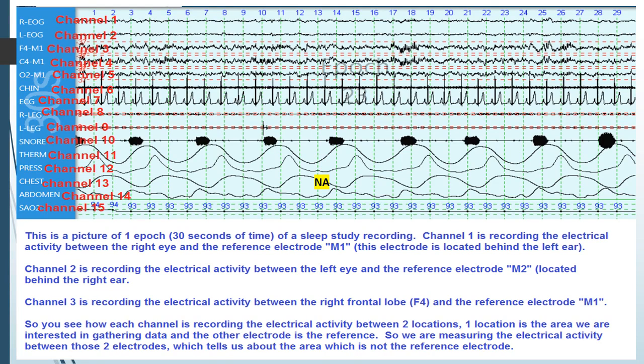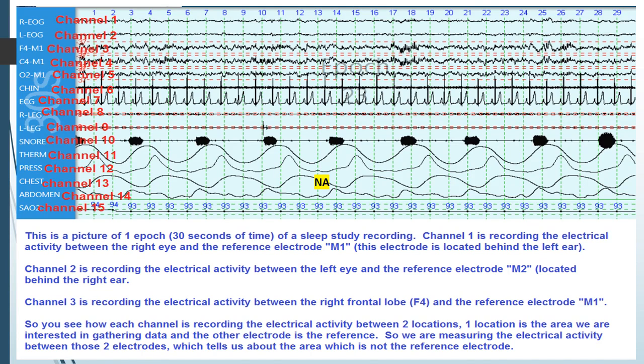And I know that because those are the reference electrodes used on my F4 channel, channel 3, channel 4, and channel 5. So on channel 3, we're taking the right frontal lobe and it's being referenced to the mastoid 1, behind the left ear. On channel 4, we're taking the right central lobe electrode and referencing it again to the mastoid 1, behind the left ear. And in channel 5, we're taking the right occipital lobe and referencing it to M1, just behind the left ear. So this is what's called a referential montage.